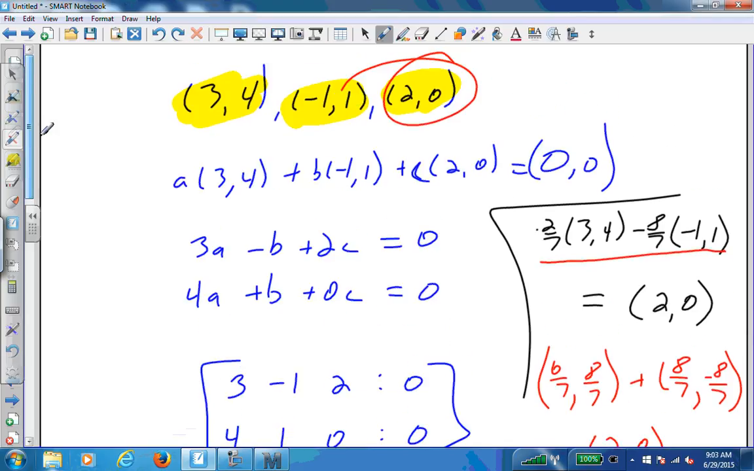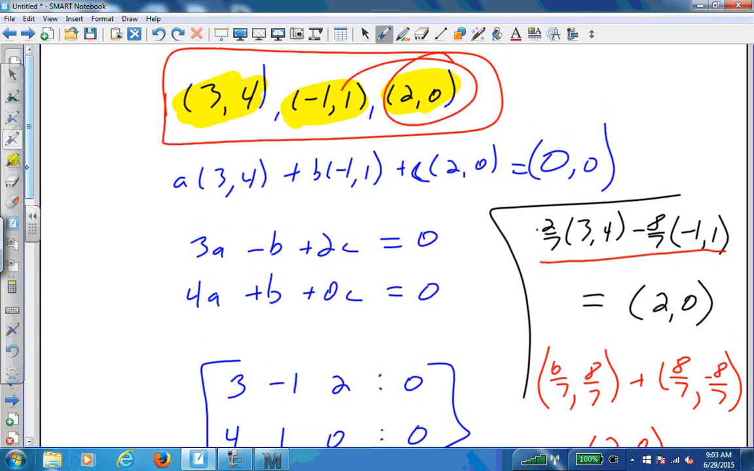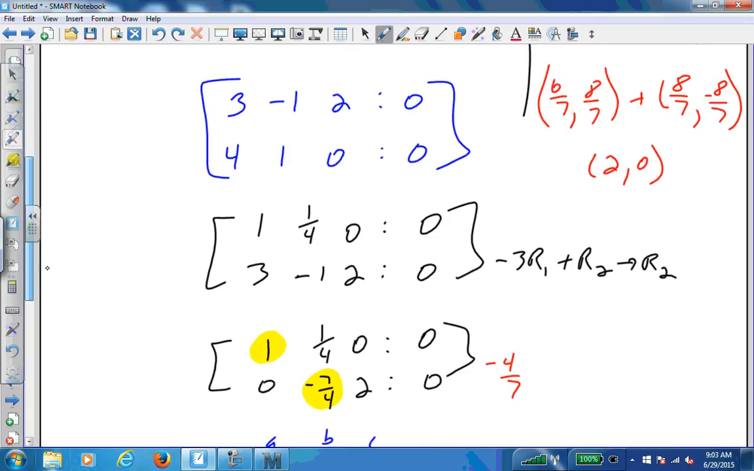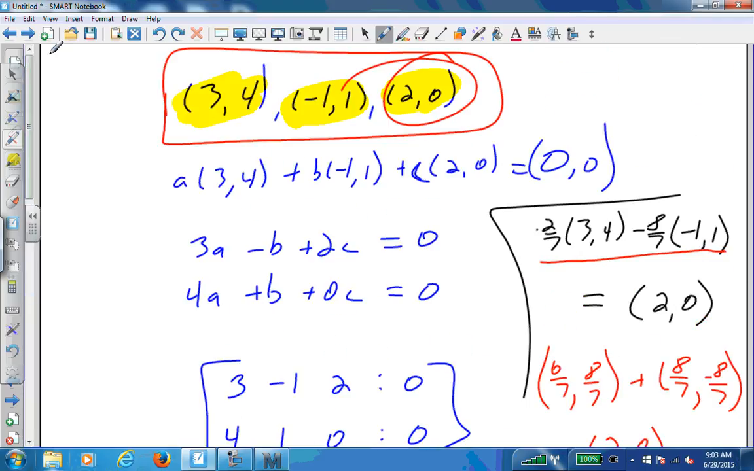So that's going to be our goal in all of these. If we can put these together and show that the homogeneous has a solution, then they're dependent. If the homogeneous only has the trivial solution, then they're going to be independent.